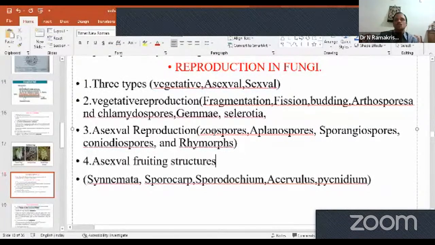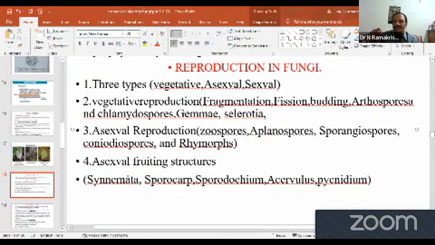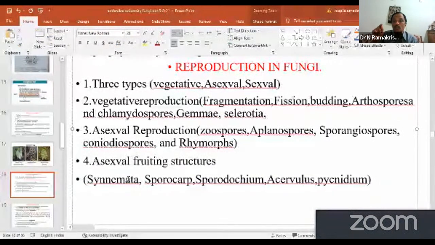The first one is zoospores. What is the meaning of zoospores? In favorable conditions, the plant body germinates special types of structures, and these structures are pushed outside the fungus body. These bodies contain flagella. We call those zoospores, and the second one is aplanospores. Aplanospores means the spores do not contain flagella.